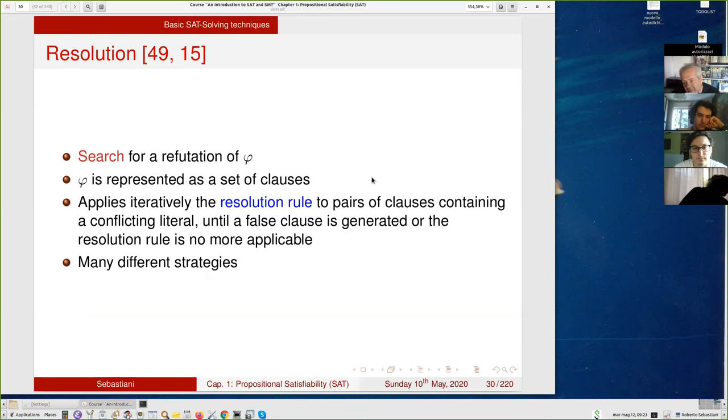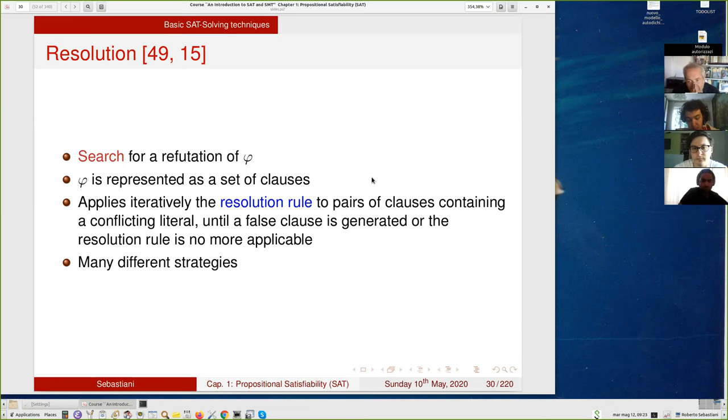Instead, let's start with a very, very important concept, which is the concept of resolution. Resolution is not really a technique, but it's a sort of meta technique, because many different devices are implicitly based on the idea behind resolution.